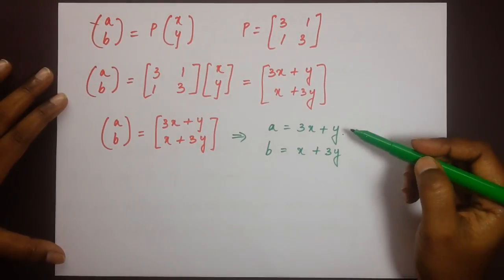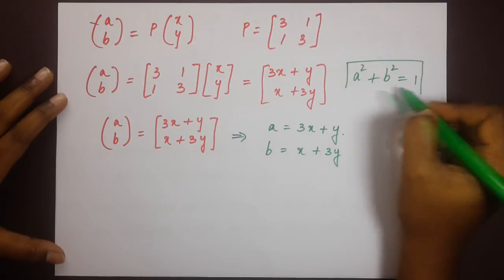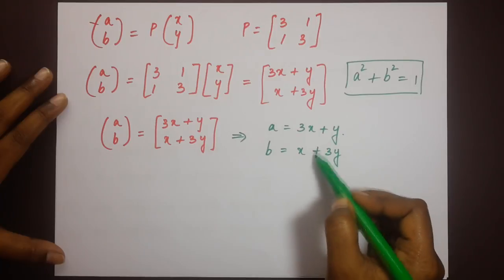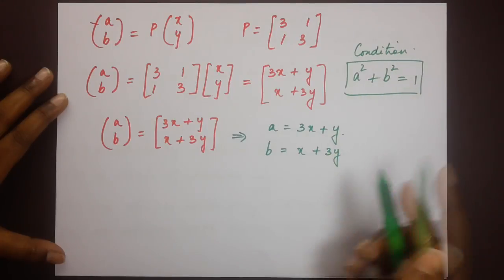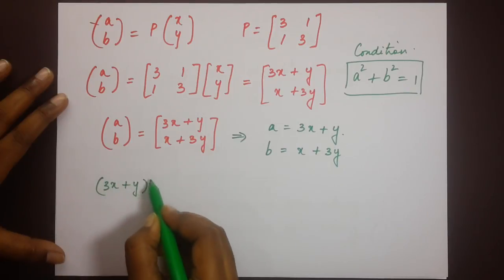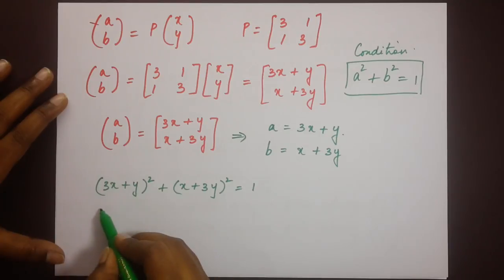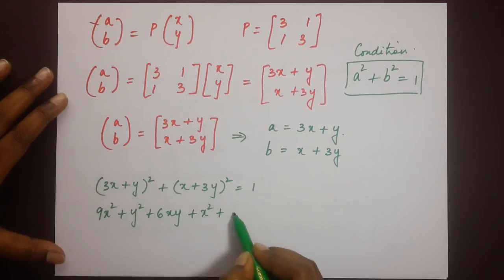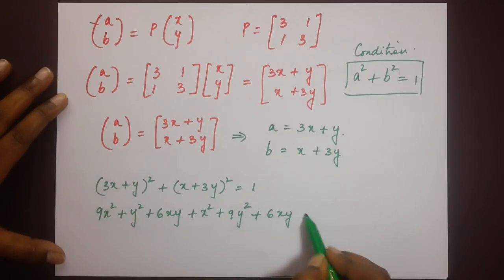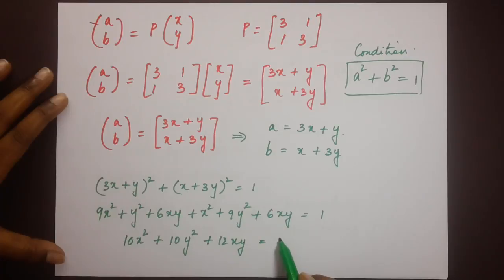Now, in the question we have another relation. The condition given to us is that a squared plus b squared is equal to 1. Now that we have the expressions of a and b, let's plug both of these expressions into this condition. We'll get (3x plus y) whole squared plus (x plus 3y) whole squared is equal to 1. Let's expand. We get 9x squared plus y squared plus 6xy plus x squared plus 9y squared plus 6xy is equal to 1. Simplifying it further, we get 10x squared plus 10y squared plus 12xy is equal to 1.